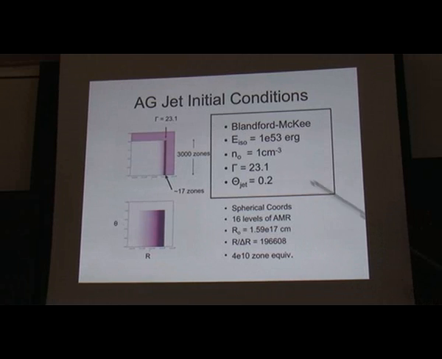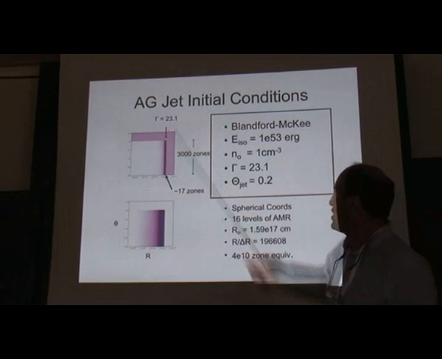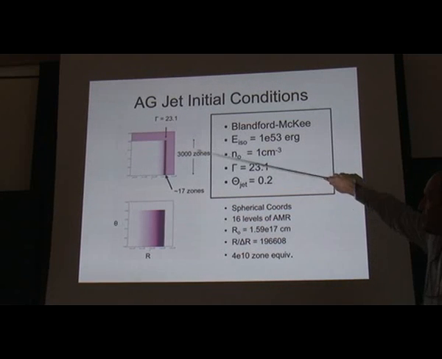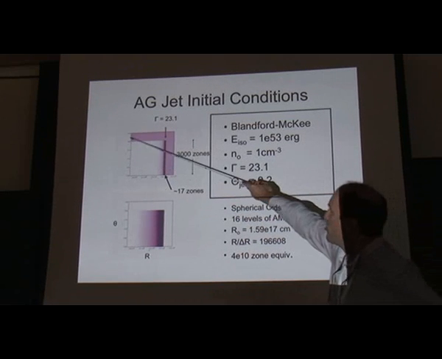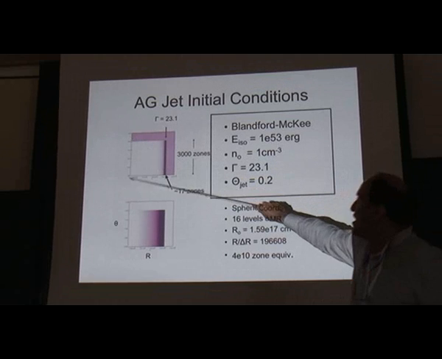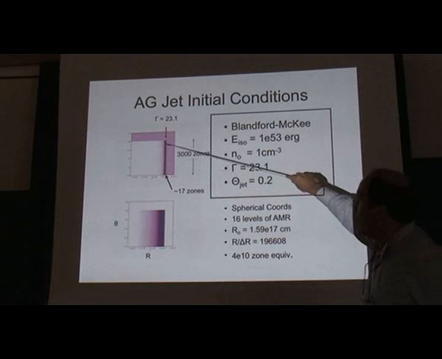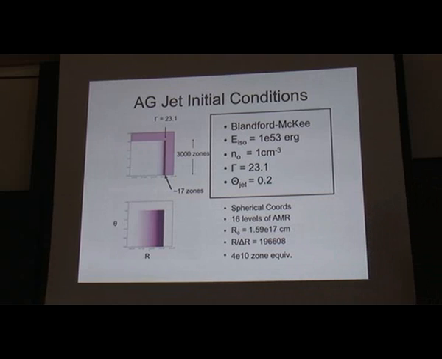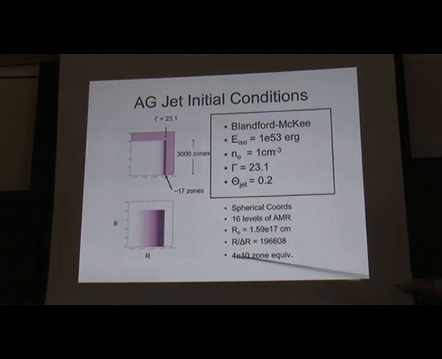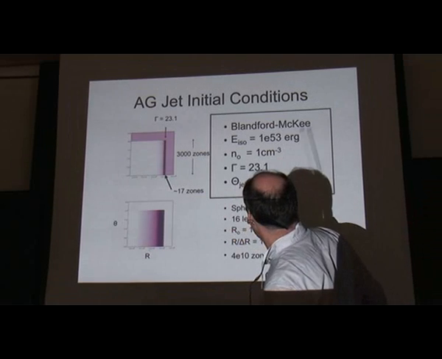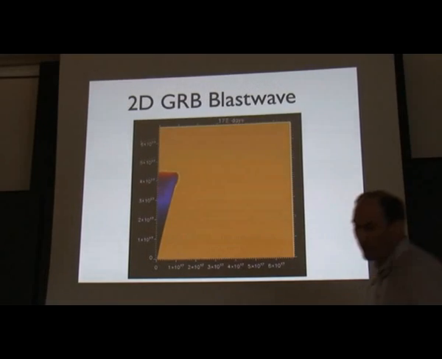So what do we do? We set up a Blandford-McKee initial condition. We've got a Lorentz factor of the shock at 23, and we've resolved it well. We have thousands of zones across this angular patch out to an angle of 0.2, and 17 radial zones in this very thin shell. We use what amounts to the equivalent of 40 billion zones. We solve a 10^53 erg E_iso, in a density for this fiducial model of 1 proton per cc. And we start with a theta_jet of 0.2, so the Lorentz factor is larger than 1 over theta_jet. And then this is what happens.